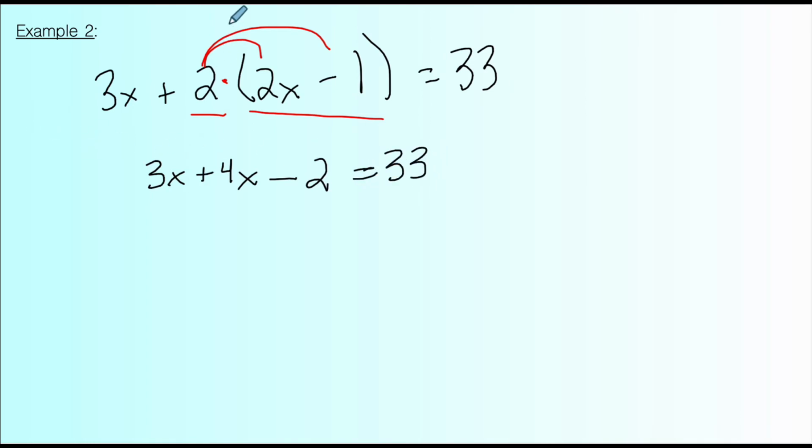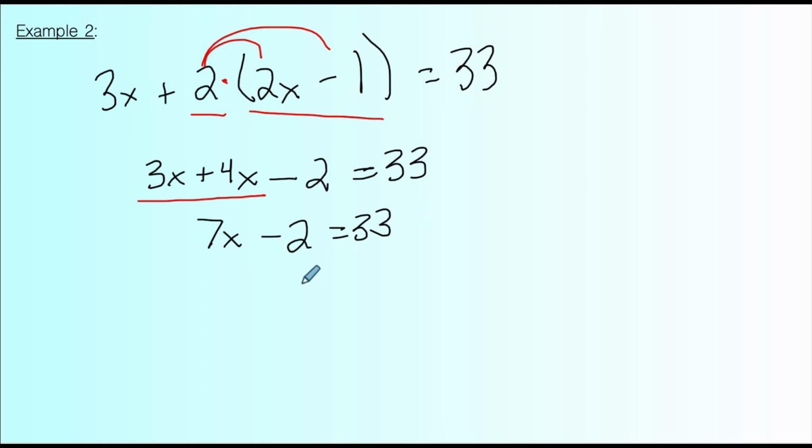Another thing I could do on the left-hand side of the equation is combine these like terms. 3x plus 4x is 7x. Might as well. So I've taken this big bad equation on the top line, and I've simplified it down to 7x minus 2 equals 33. That's super manageable. We can definitely do that.